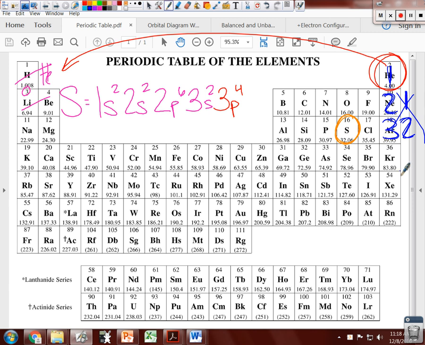Any questions so far? Which version do you prefer, electron or orbital? I always hear people say, I prefer the arrows. The reason why is because it's concrete. You can touch it. You can see it. This is a little more abstract. Okay? Eventually, you're going to get tired of the arrows, and you will get to this.